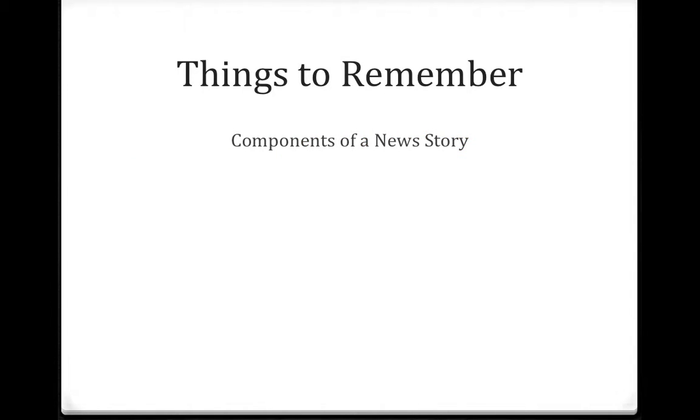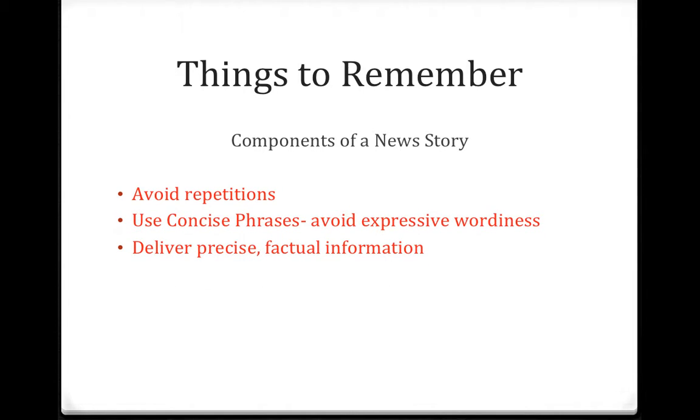Things to remember when you are writing an expository essay. You want to make sure that you don't repeat yourself, so you need to avoid repetitions. You want to make sure that you're using concise, which means specific, phrases, and avoid expressive wordiness, so you're not elaborating on anything too much. You want to make sure that you deliver precise factual information, so only the facts. And you want to avoid opinions, so you're not writing at the end of your paper, I think that everyone should help out to help solve the water crisis in Sudan. Instead, you are simply just stating facts.